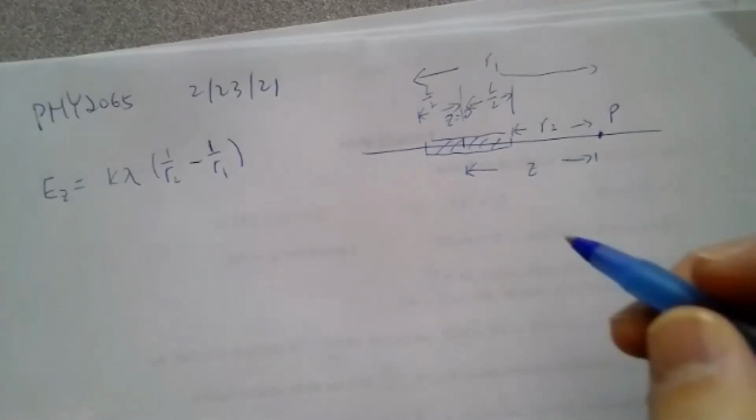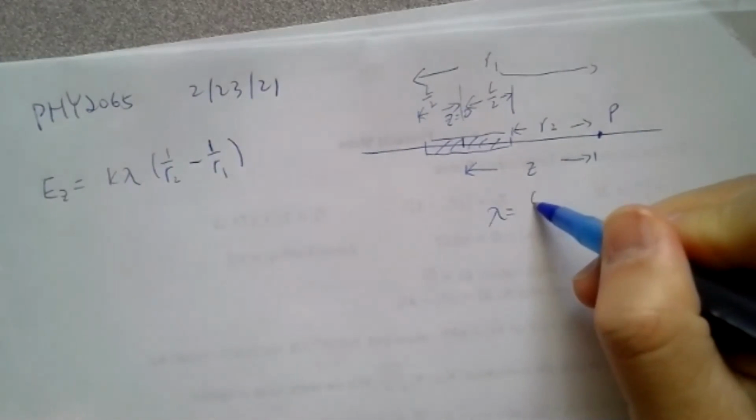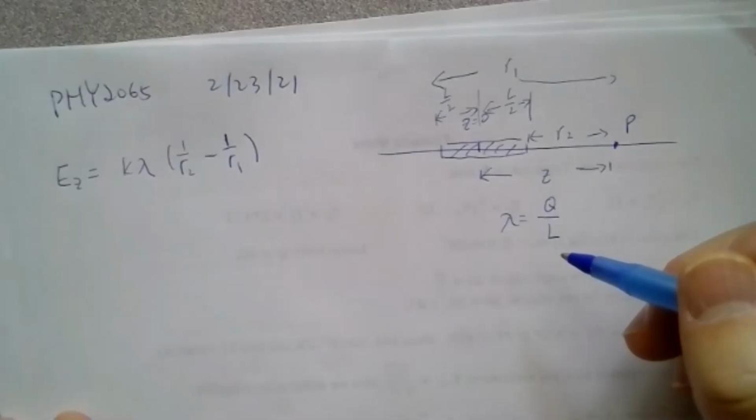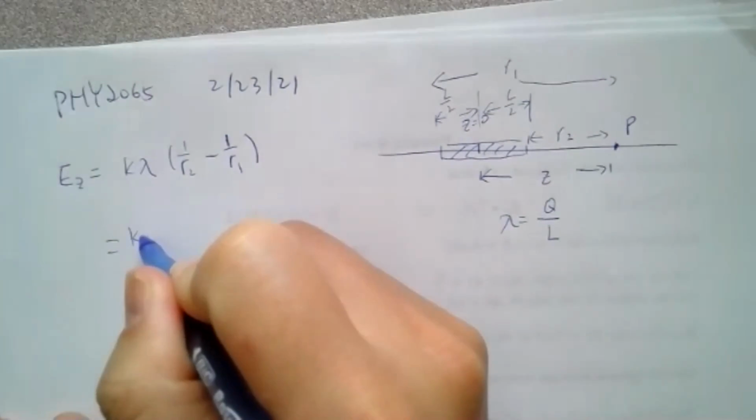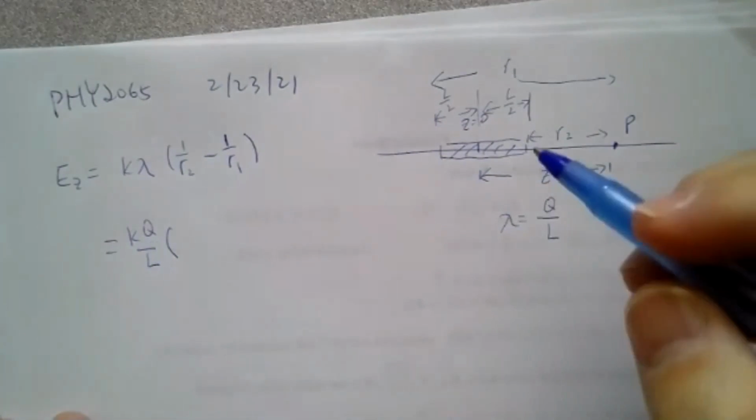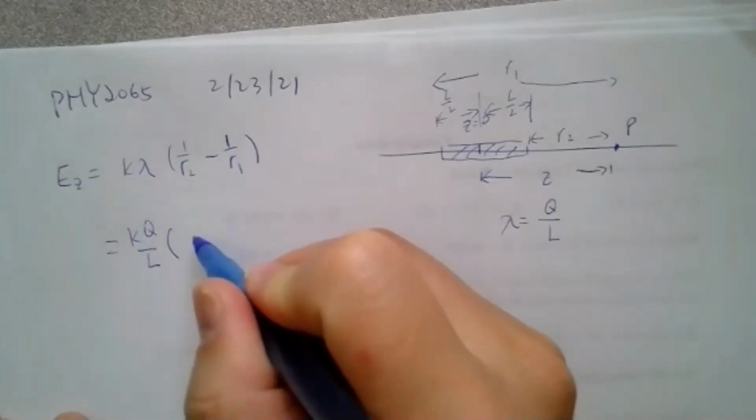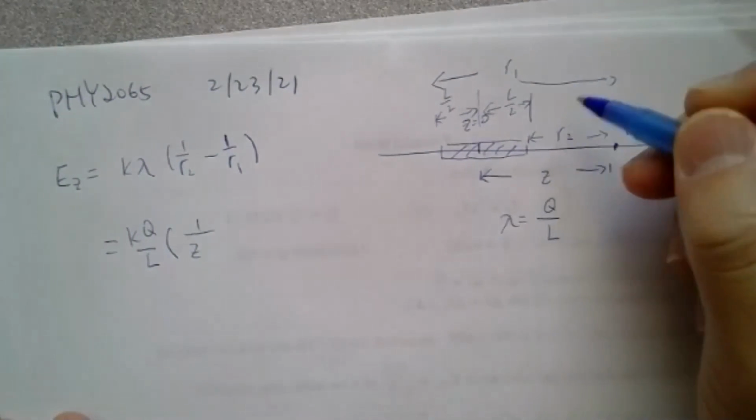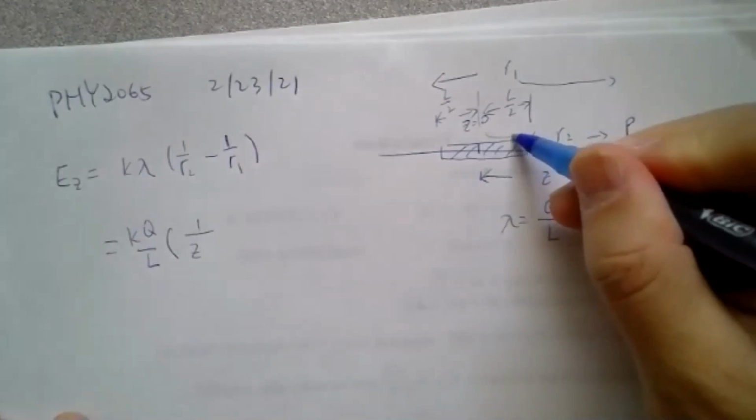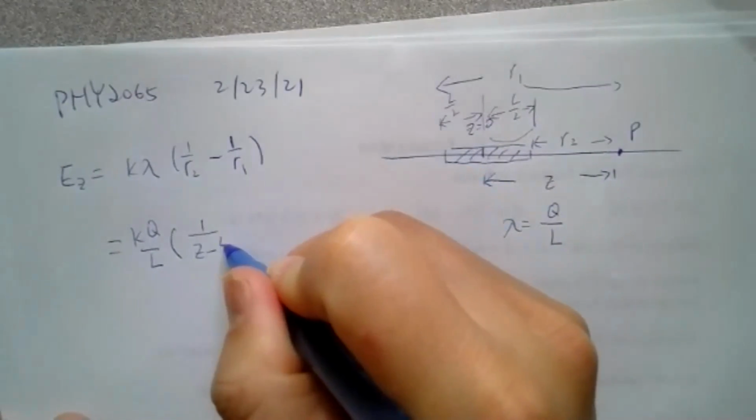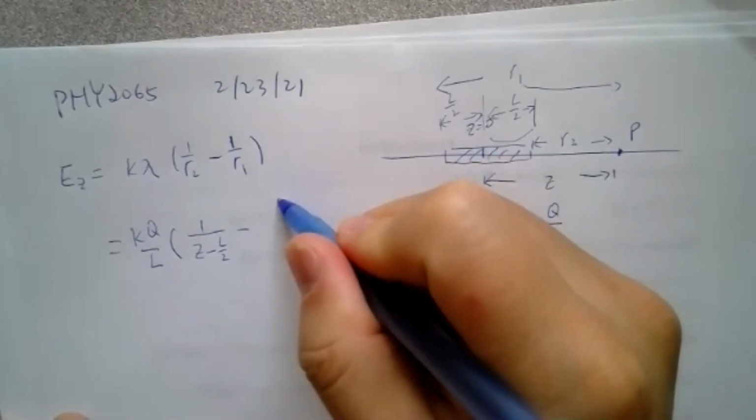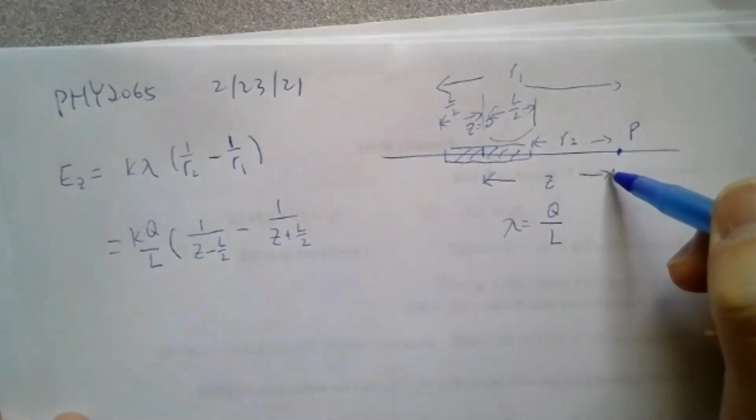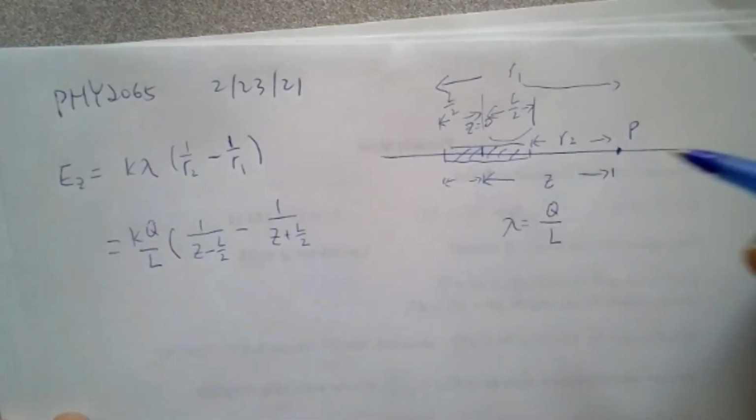So then lambda will be equal to the overall Q divided by the total length, okay? That's lambda, the line distribution of the charge. Then this will be equal to kQ over L times (1 over R2 minus 1 over R1). R2 will be Z minus this guy, so Z minus 1/2 L, minus 1 over Z plus 1/2 L. So you'll have the Z plus this part.